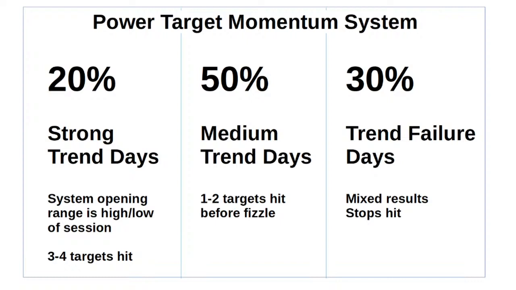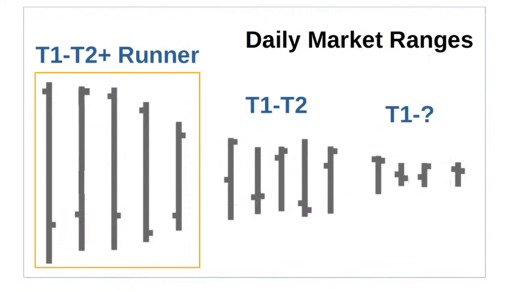And then finally, we have our trend failure days, and those almost entirely correlate to the narrow range doji bar days. And that's about 30% of the time. So that's where we're going to get our stop outs and our mixed results following the system. All right, let's take that next slide there, Bill.